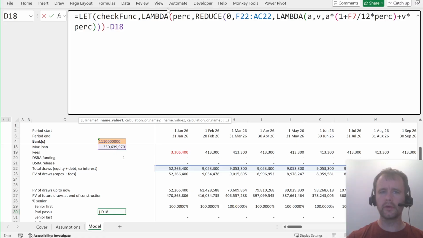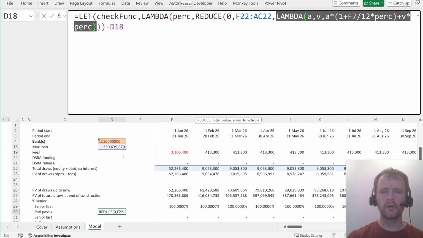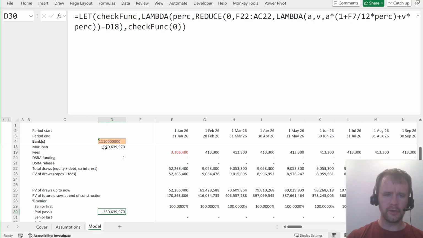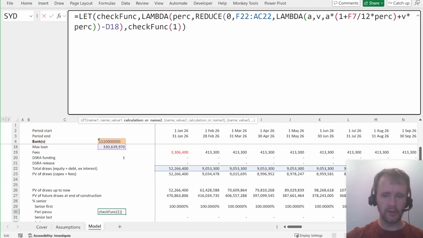Sorry, where did I close? Lambda percent reduce initial value array function. So that's the end of the reduce. So sorry, there. So that's the end of the lambda. And then let's just try check func of 0. Means that I'm under by this much because I have 0 balance. Check func of 1. So it's negative at 0, positive at 1. That's all I really need.